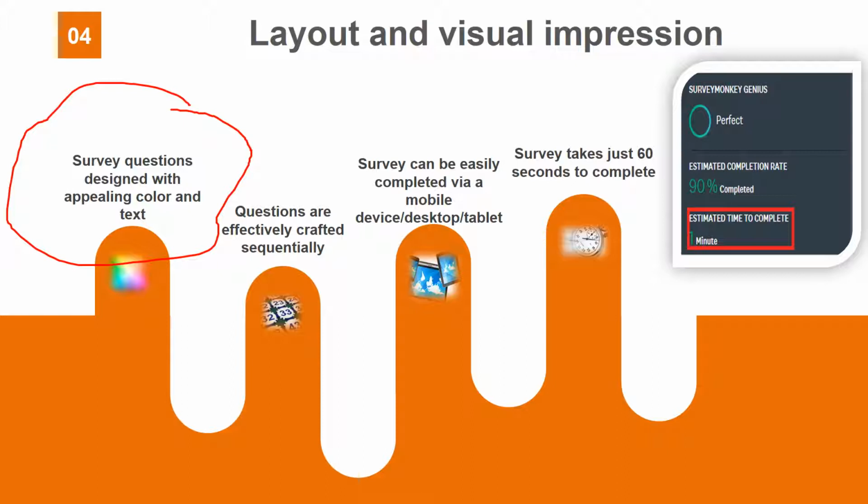The second thing here is the questions are effectively crafted. We see that our questions have been crafted in a sequential fashion, so all our questions follow a sequential order. Thirdly, the survey can be easily completed via a mobile device. So it's friendly. You can get on SurveyMonkey and provide answers to the questions via your mobile device, desktop, or your tablet.